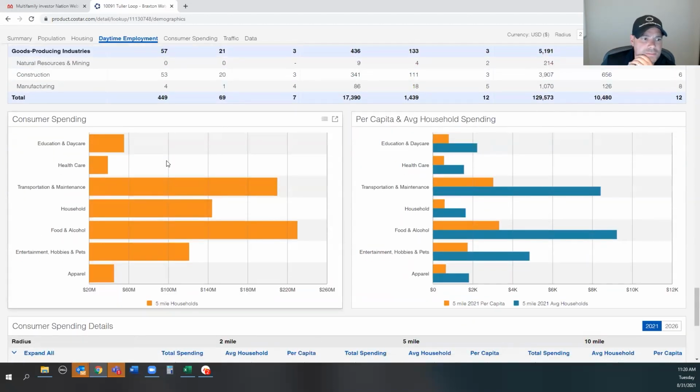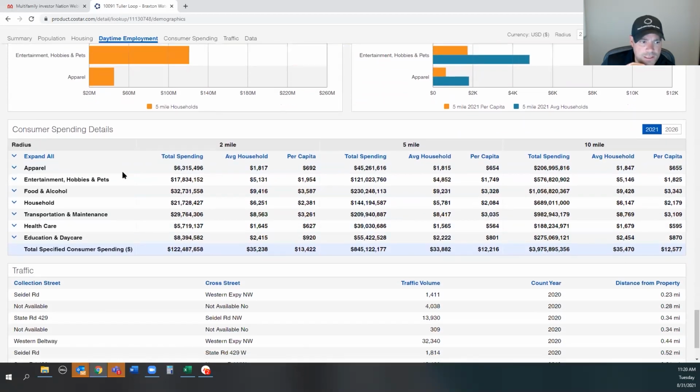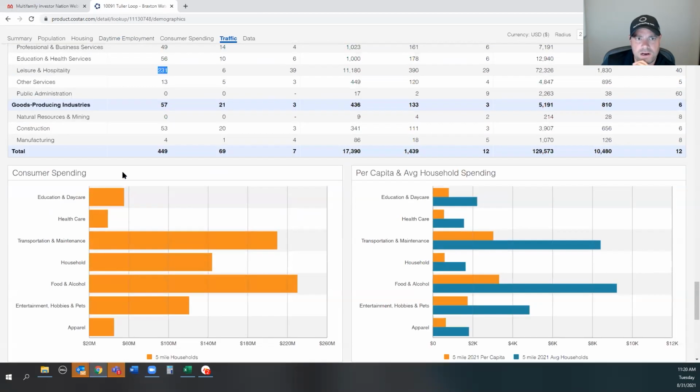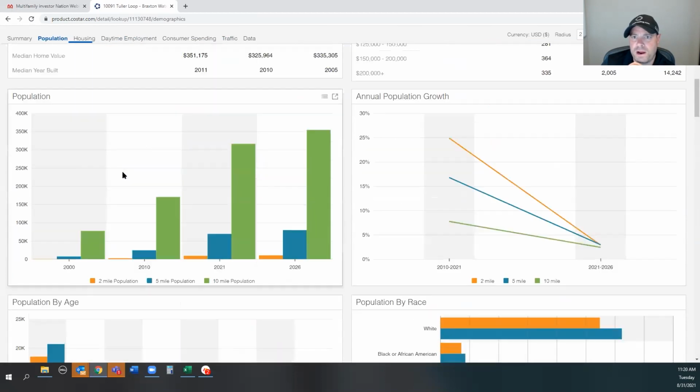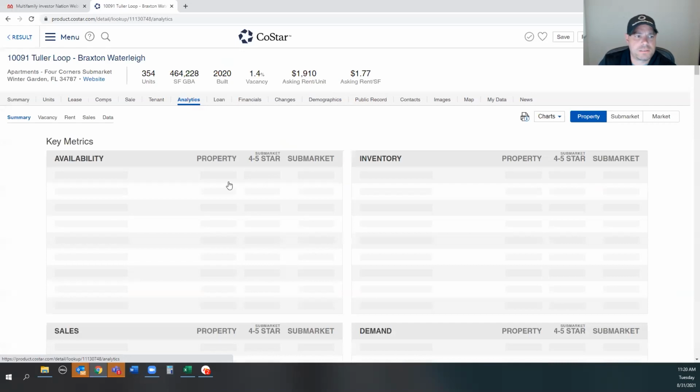Consumer spending, you can see where everybody is spending their money. So there's a lot of metrics to go through here, and again, just pretty much endless. All right, so I'm going to go back up to the property, and I'm going to go to analytics.